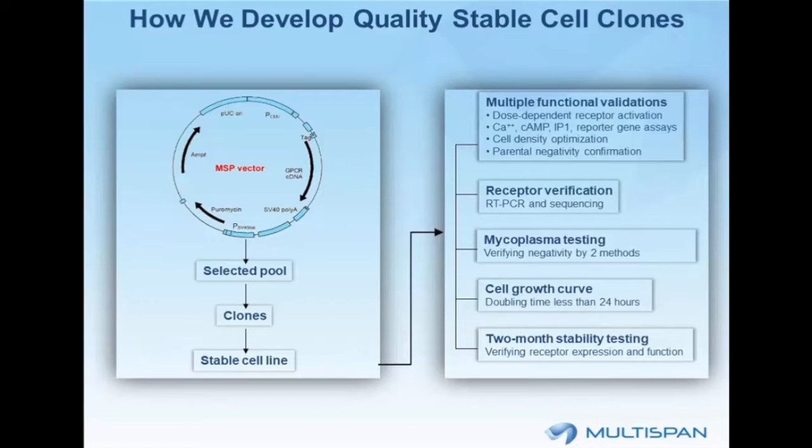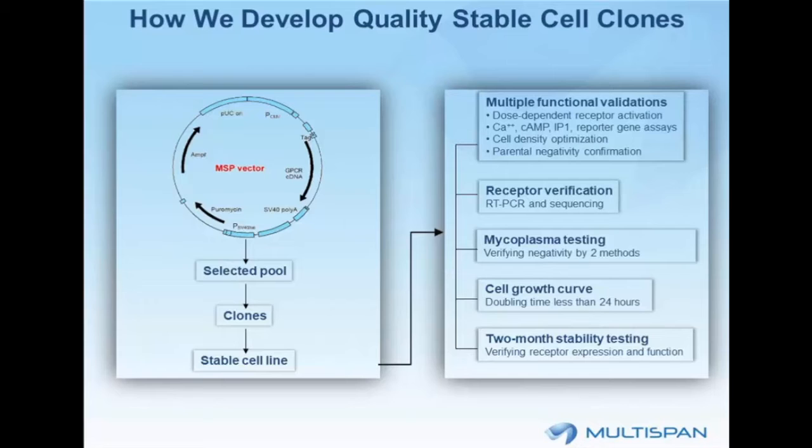So what we do first is look at multiple functional validations. We don't necessarily look at expression first. We look at functional validation. And by doing that, we do dose-dependent receptor activation if there's a known ligand. We look at calcium, cyclic AMP, IP1, or reporter gene assays, depending upon what's best suited for that target.